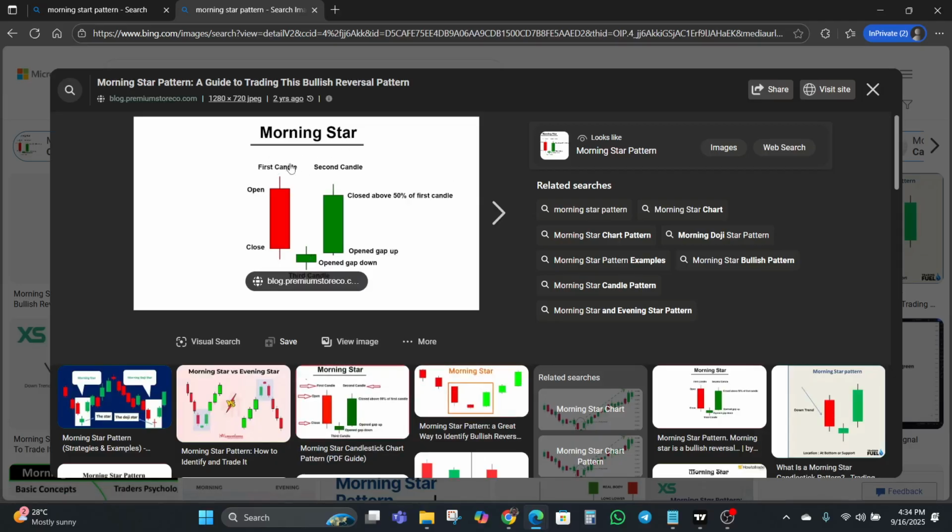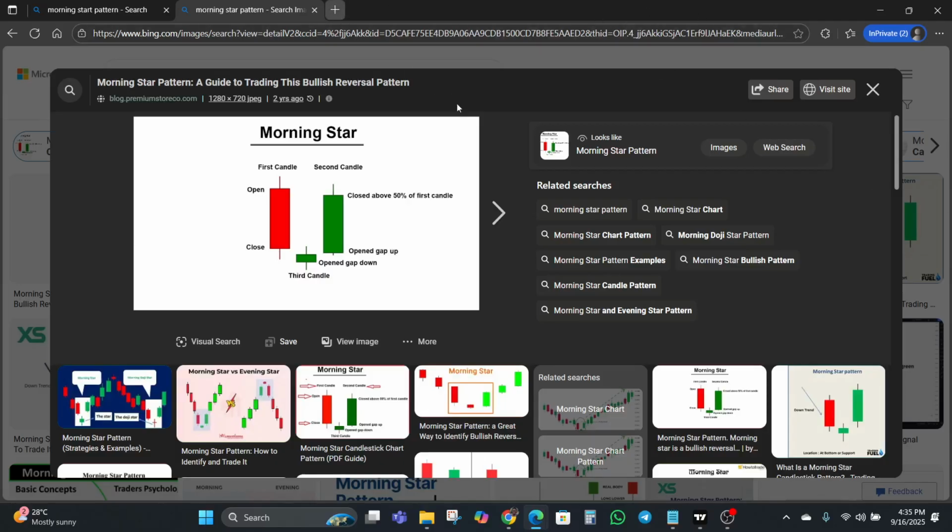The second candle should be the one in the middle, and this should be the third candle. So the first candle must be bearish. The second candle is the one in the middle, the small candle. It can actually be bullish or bearish. It does not exactly matter. Then the third candle must be bullish. It's a strong bullish candle that closes well into the body of the first candle. So the morning star shows the market is rejecting lower prices and shifting toward buying strength.